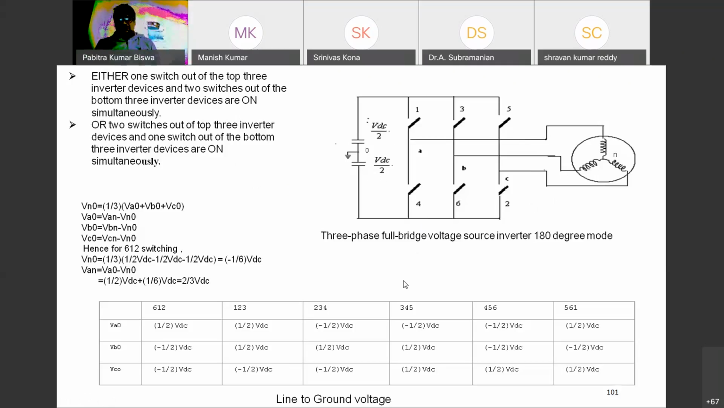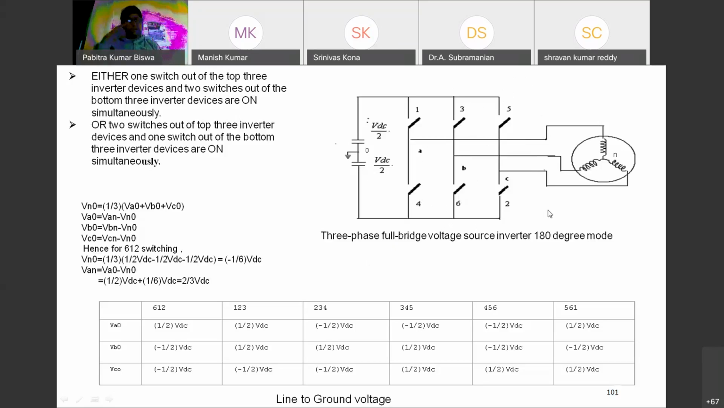Actually, in 180-degree mode, three switches will be on at a time: either one switch from the top and two from the lower, or two switches from the top and one from the lower. In this way, they will be on. We have to consider what the switching sequence will be: 1 2 6, 1 2 3, 2 3 4, 3 4 5, 4 5 6, and 5 6 1, and 6 1 2 again.